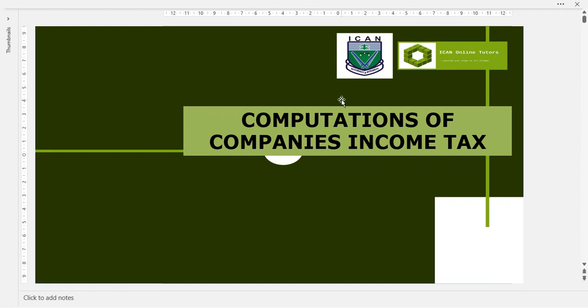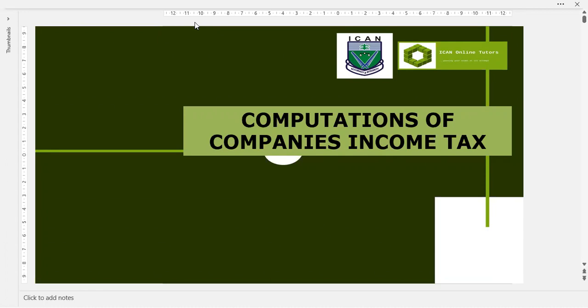In today's class, we'll be taking the topic, computations of companies' income tax. And hopefully today, we should be done with this topic, after which we are also going to look at the application of information technology in taxation. Are we together? Okay.